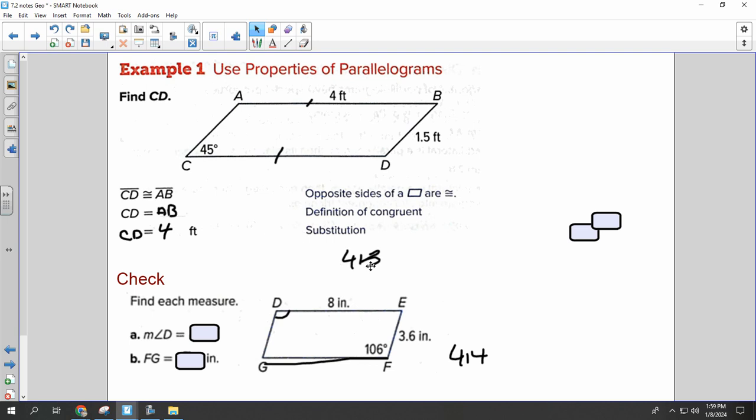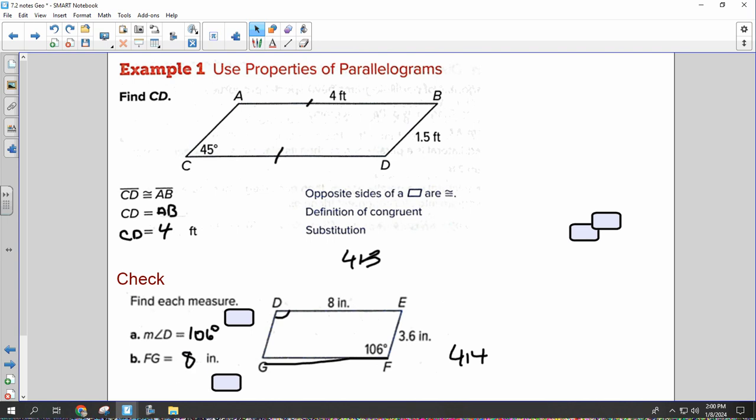All right, go ahead and turn that page to page 414. I want you guys to pause this video, take a minute, and see if you can figure out what is the measure of angle D and what is the measure of FG. So the measure of angle D is congruent to its opposite angle. D is opposite of angle F, which is 106 degrees. And FG is congruent to the side opposite it, ED, which is 8 inches.